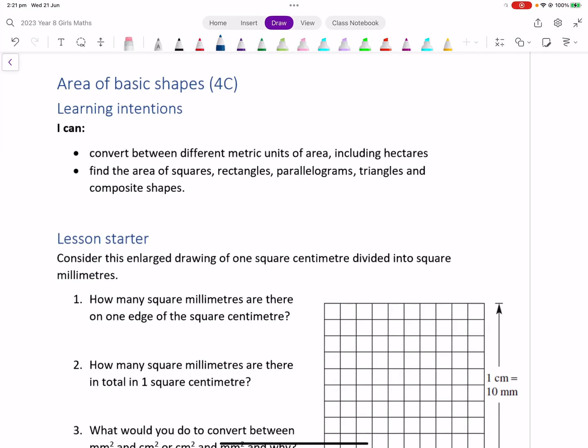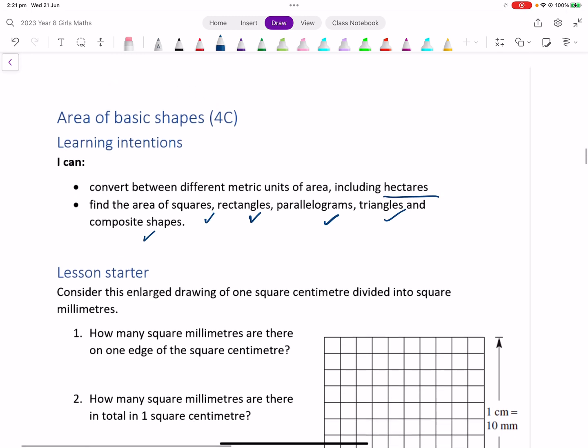This screencast is on the topic area of basic shapes, 4C from your textbook. Our learning intentions for this lesson are to, one, be able to convert between different metric units of area, including hectares, although we may not get to hectares, we'll see. And two, find the area of squares, rectangles, parallelograms, triangles, and composite shapes. So there's a lot in there.